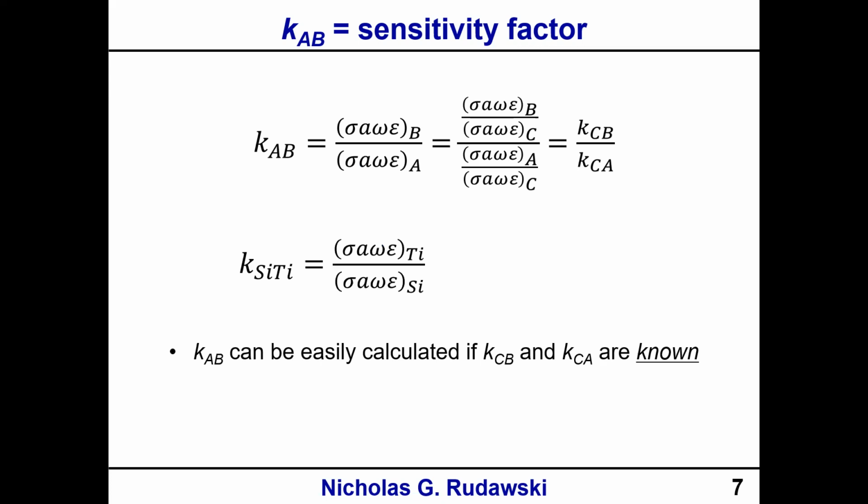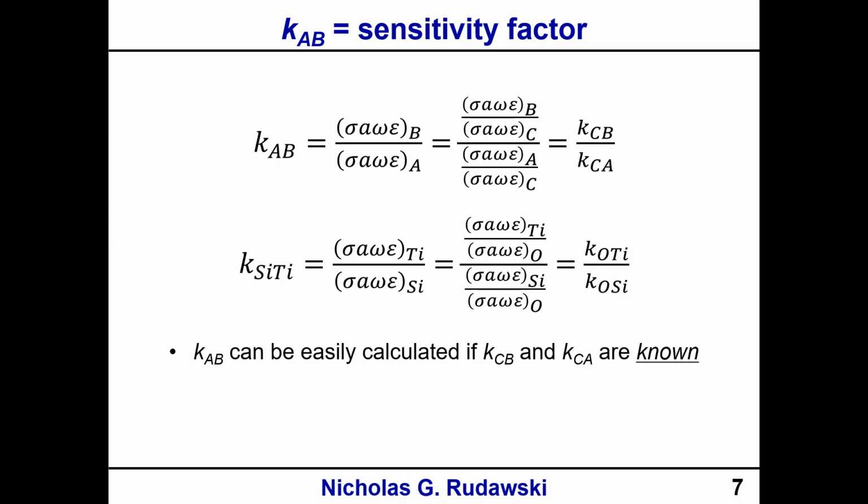If we use silicon and titanium as an example, I don't know if there's a material that we could use as a standard for this, which we'll get into shortly, that contains a known compound with a ratio of silicon and titanium. But we have oxides of these, so we can divide the numerator and denominator through by the product for oxygen. Then we get the sensitivity factors KO titanium and KO silicon.